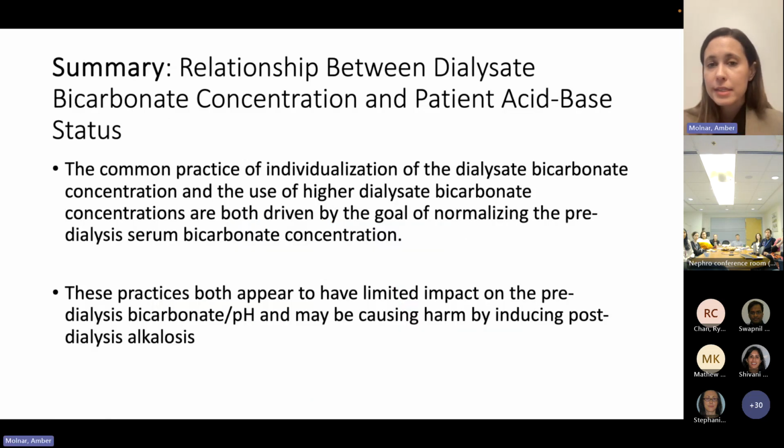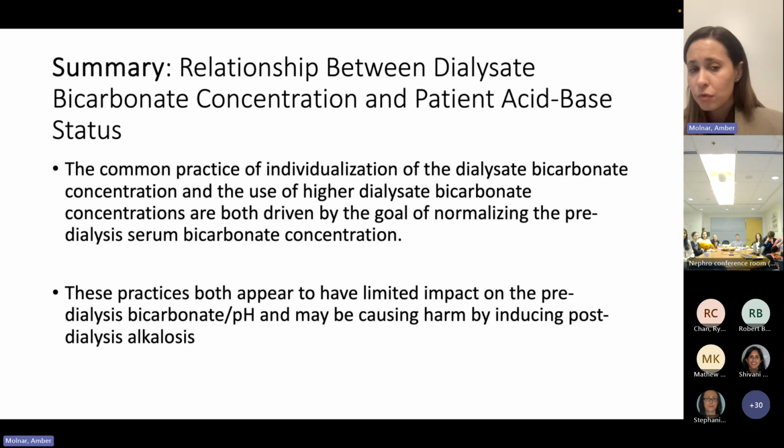So just to summarize this relationship between dialysate bicarbonate concentration and patient acid base status. There is this common practice of individualizing the dialysate bicarbonate concentration and also using fairly high dialysate bicarbonate concentrations. And these practices are both driven by this goal of normalizing the pre-dialysis serum bicarbonate concentration. And this is what is recommended in our current guidelines.